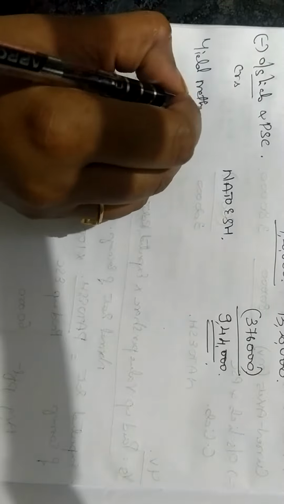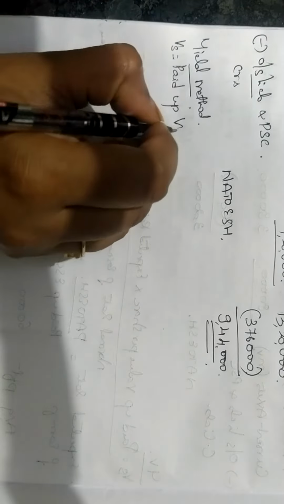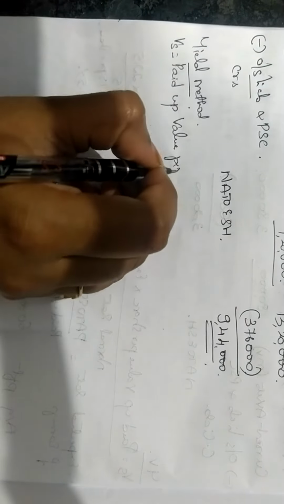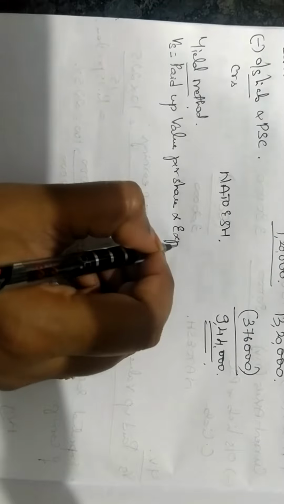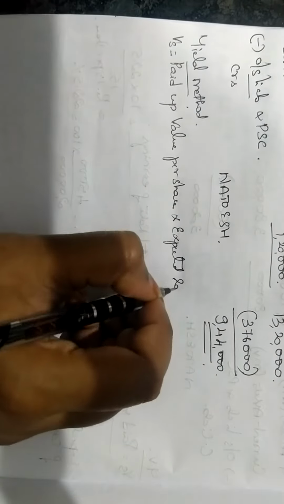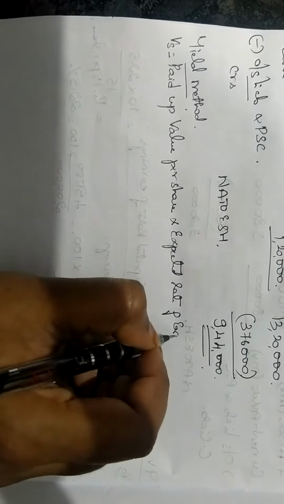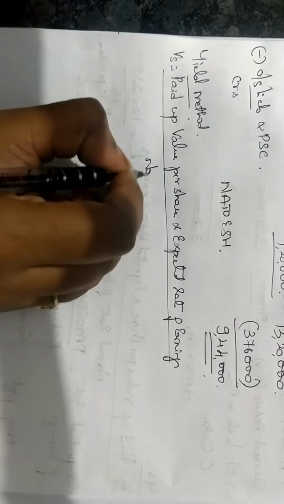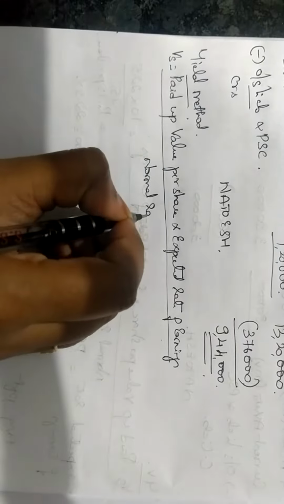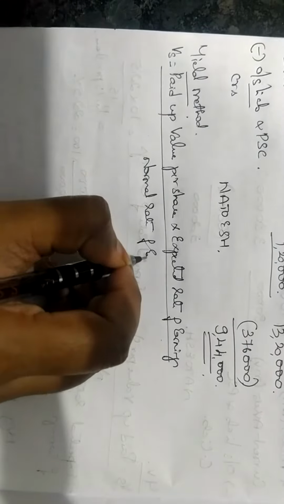So under the yield method, I am going to follow the rate of earnings. So the value of share is equal to paid up value per share into expected rate of earnings divided by normal rate of earnings.